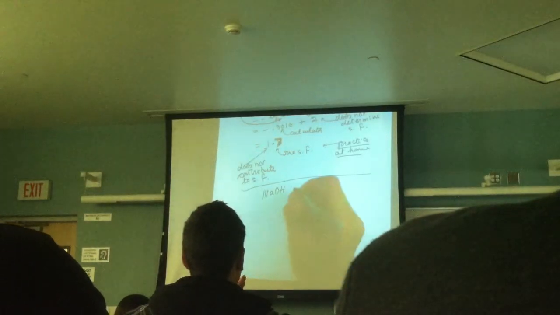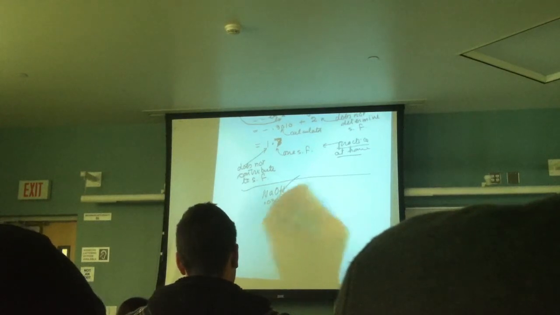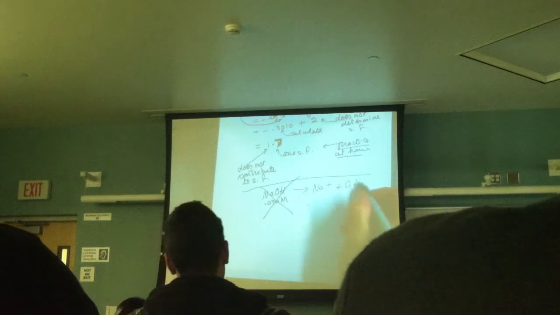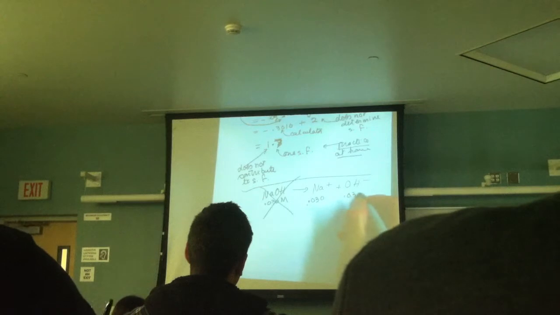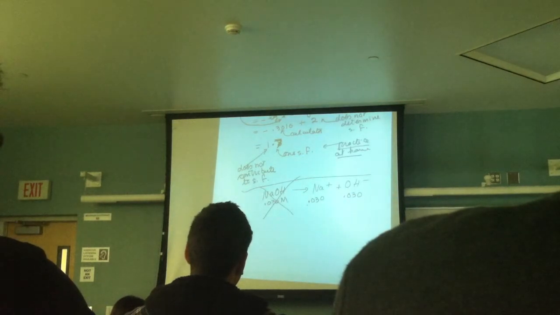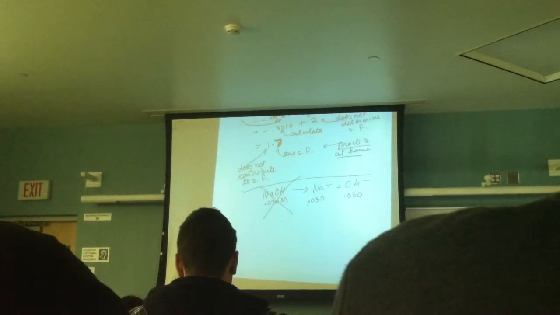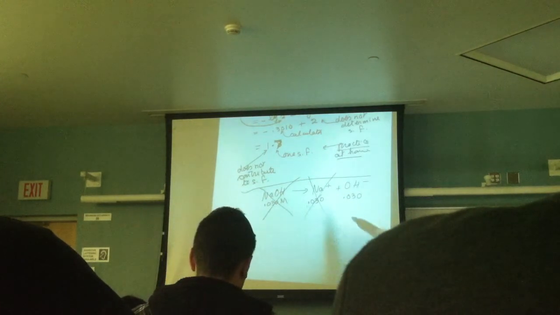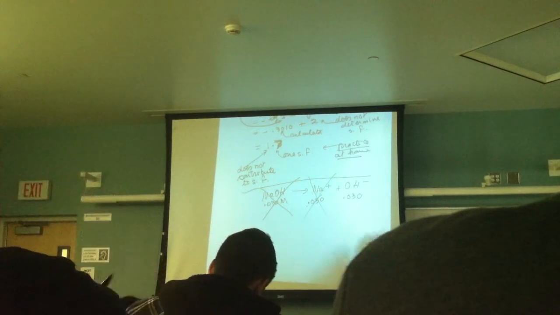Sodium hydroxide is a strong base. It will completely dissociate into sodium and hydroxide. I get 0.03, I get 0.03. Do I care about the sodium? I don't care less about sodium. What do I care about? The hydroxide, because the hydroxide makes the solution basic.